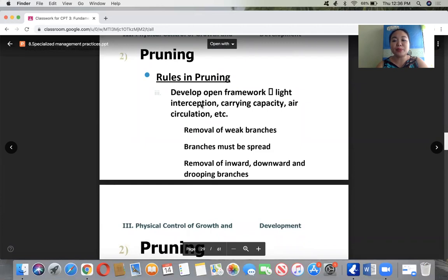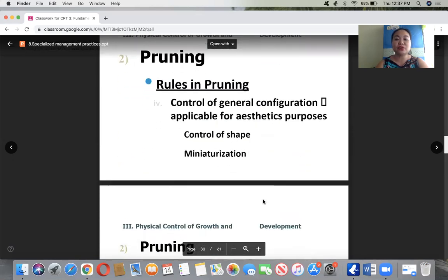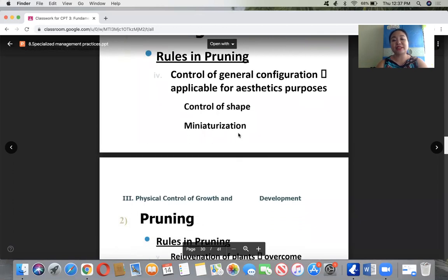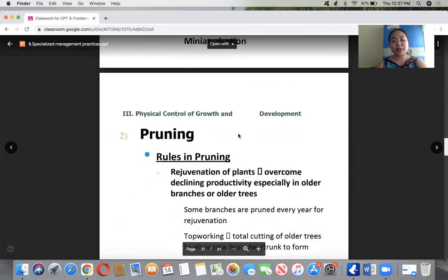Develop an open framework for light interception, carrying capacity, air circulation, and others, by removing weak branches. Branches must be spread, and inward, downward, and drooping branches removed. So control of general configuration is applicable for aesthetic purposes, such as control of shape and miniaturization.